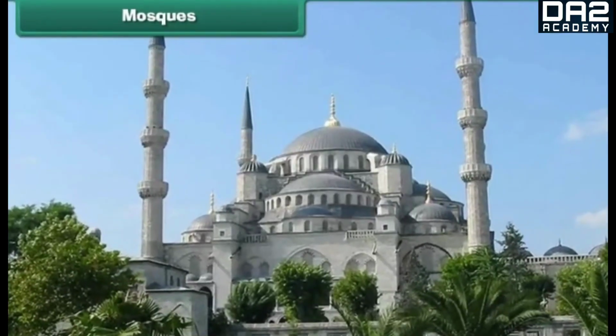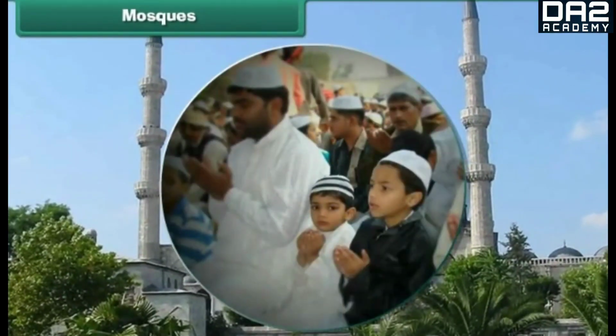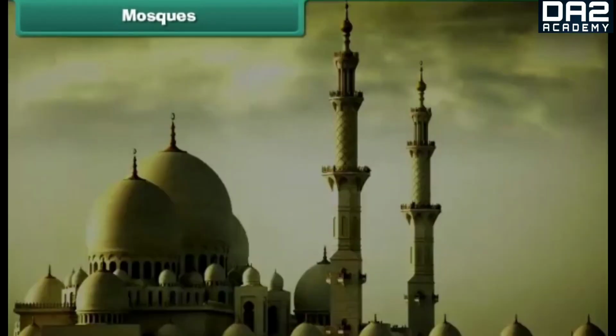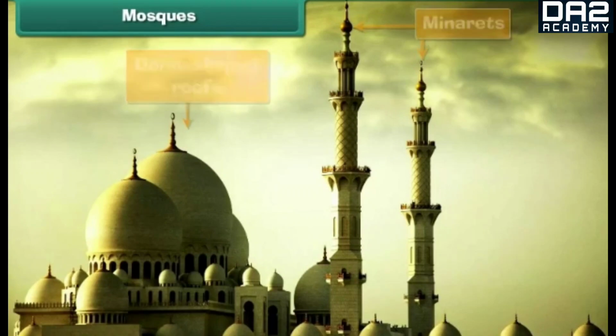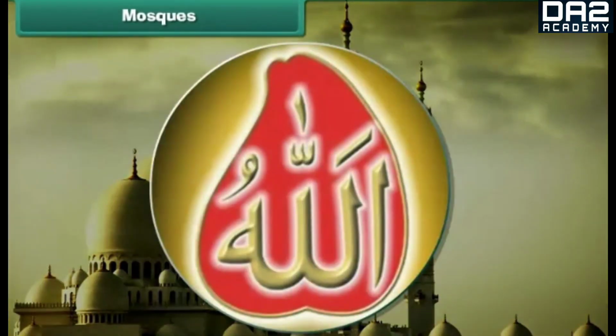Mosques. Mosque is the place of worship for Muslims. Mosques have dome-shaped roofs and tall towers called minarets. Muslims believe in one God, Allah.